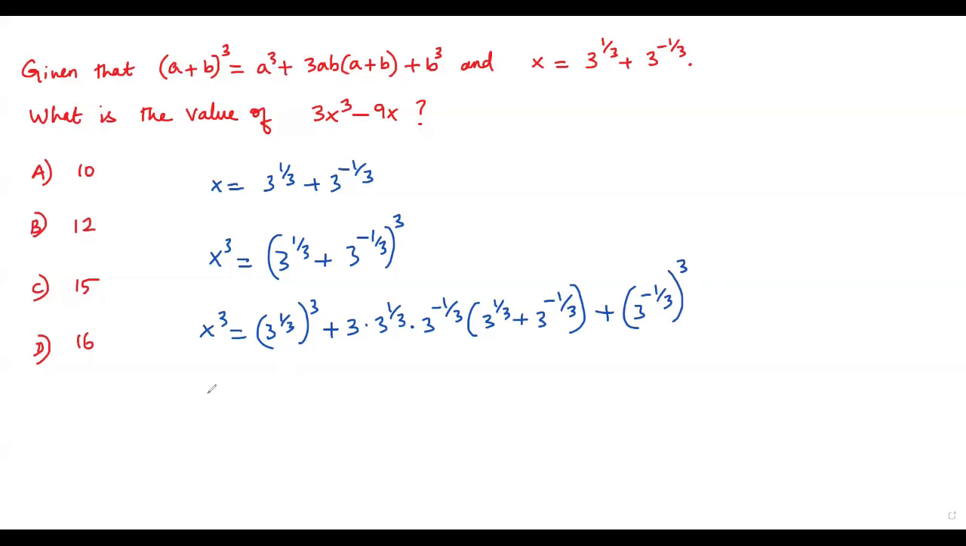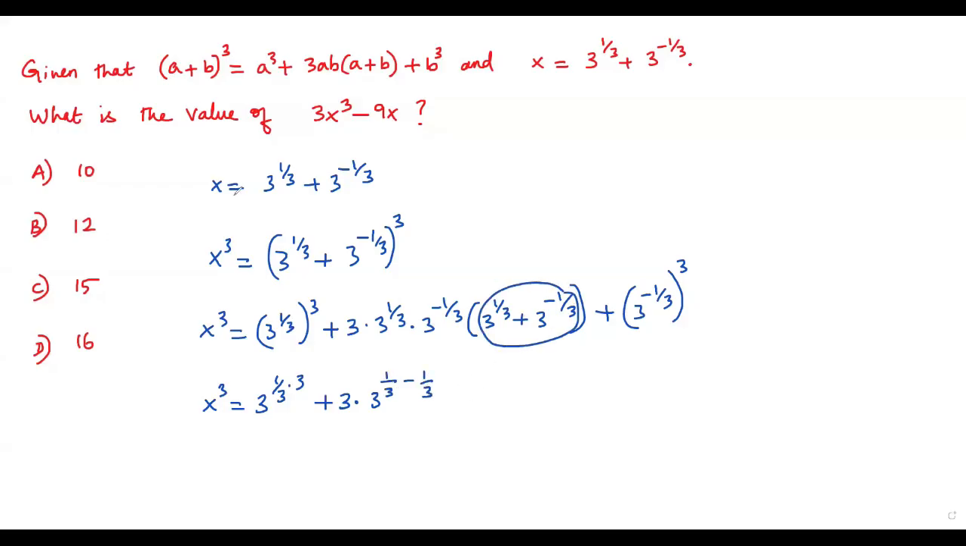Okay, let me finish writing. We have x cube. Here we have base 3 and exponent 1/3, and for the complete term we have exponent 3. Whenever we have two exponents like this, we can multiply the two exponents using the power of a power rule. Then I'm getting 3^(1/3 × 3) + 3 times... Here we multiply two terms with the same base. Whenever we multiply two terms with the same base, we keep the base once and add the exponents. When I add the exponents, I'm getting 1/3 - 1/3.